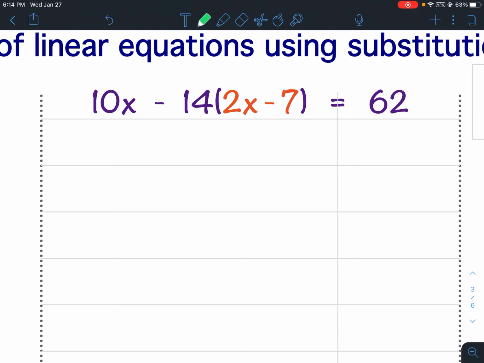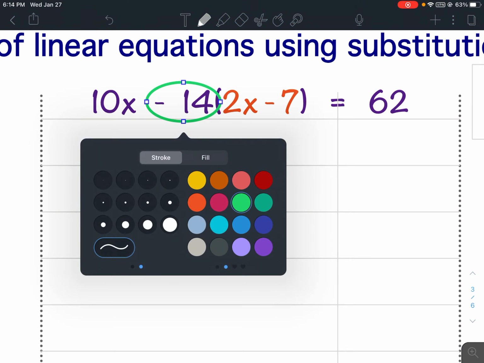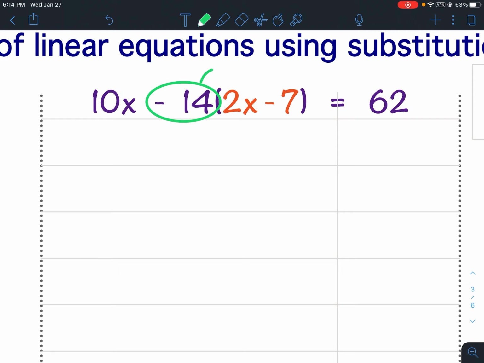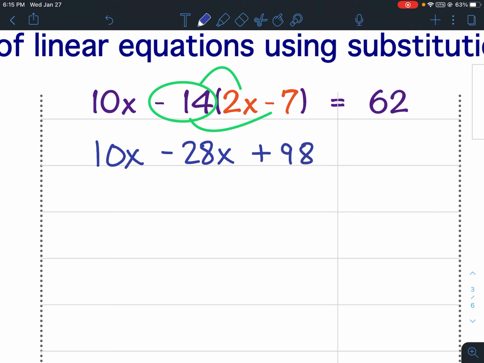All right, I'm going to use the distributive property. So I'm going to take negative 14, multiply it by 2x, negative 14, and multiply it by negative 7. So I'm going to make it a little smaller. Okay, so the 10x, I'm just going to bring that down. Negative 14 times 2 would be negative 28x. Negative 14 times negative 7 is positive 98. And bring down the 62.